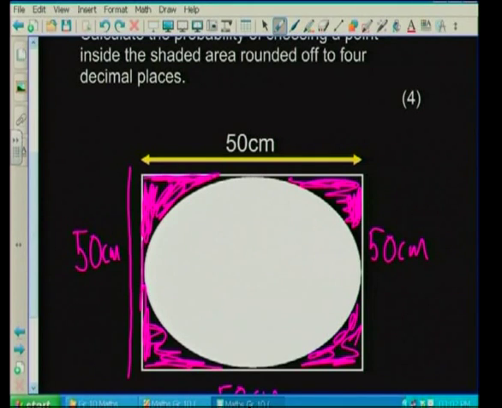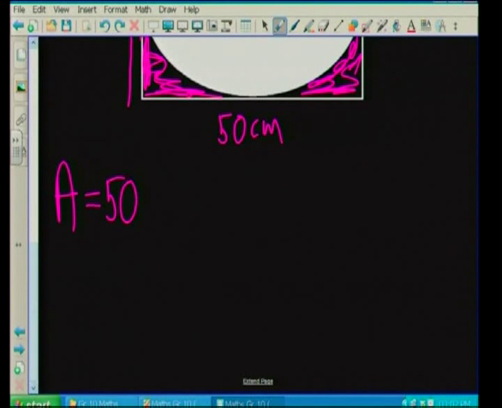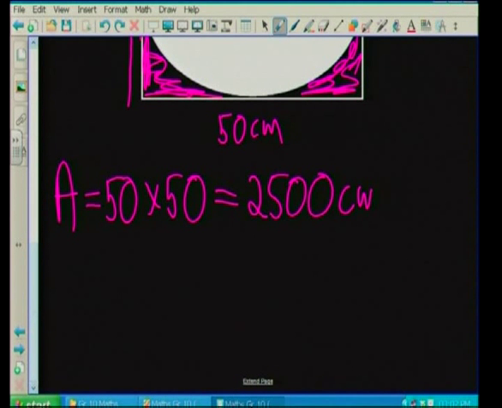Now, the first thing that we need to consider is our entire sample space. Now, our entire sample space is the entire square, right? So let's calculate the area of our square. I will say the area of our square is 50 times 50. I'm dealing in centimeters. And that is 2,500 square centimeters.